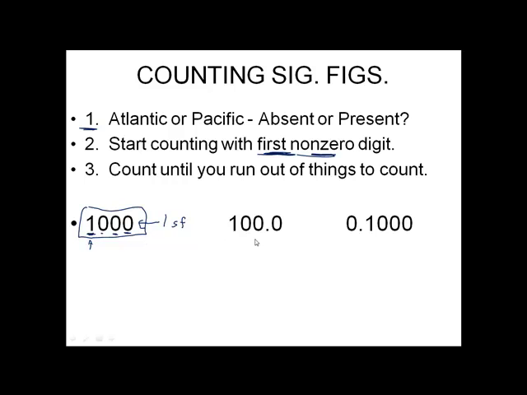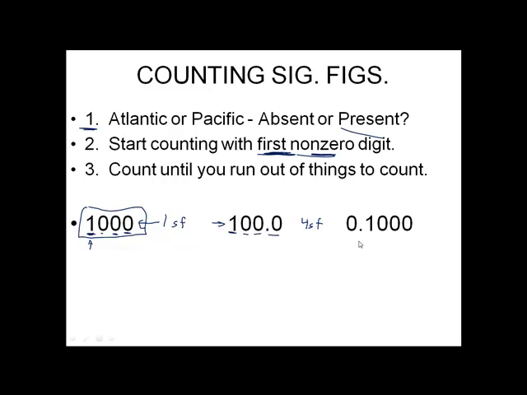All right, the next one, 100.0. So again, Atlantic or Pacific, the decimal point is present. We have a decimal point right here. So we're going to start on the Pacific side, the left-hand side. We're going to start with our first number. Is this a non-zero number? Yes, it is, number 1. So now we're going to count everything after that as significant. So we have 1, 2, 3, 4 sig figs in our second example there.